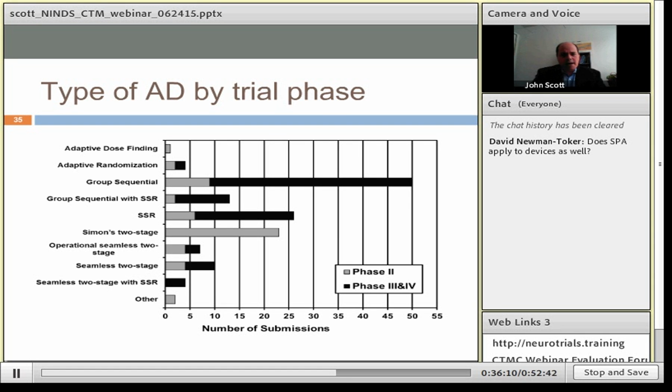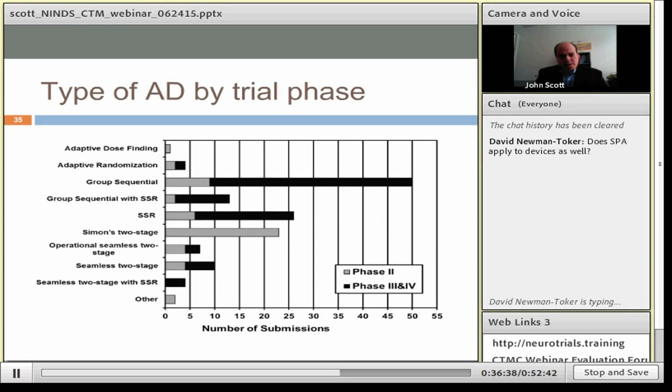This slide summarizes what kinds of adaptive designs we've seen. The biggest bar here by far is group sequential designs. The next biggest bar is sample size re-estimation, that's SSR. And then there's also a group sequential plus sample size re-estimation bar. Everything else is bits here and there.